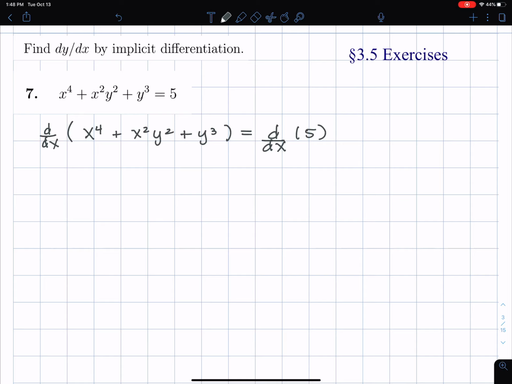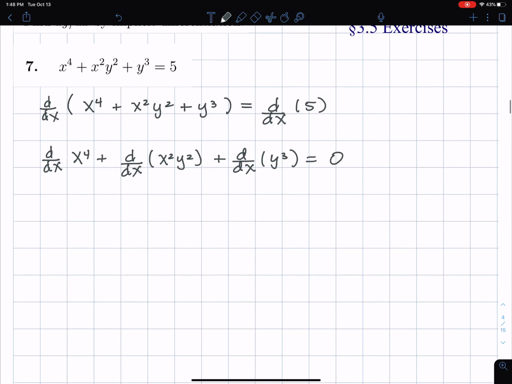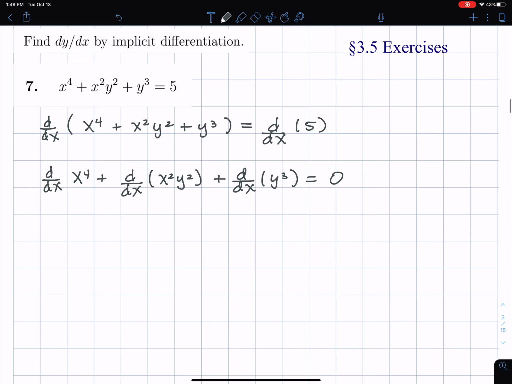And so we use what they call linearity of the derivative, which says that I can take the derivative of each of these pieces over the sum here. So for each term I take the derivative, and those derivatives are with respect to x. On the right-hand side, the derivative of 5 is simply 0. Then I go a little further. The derivative of x to the fourth with respect to x is 4x cubed.